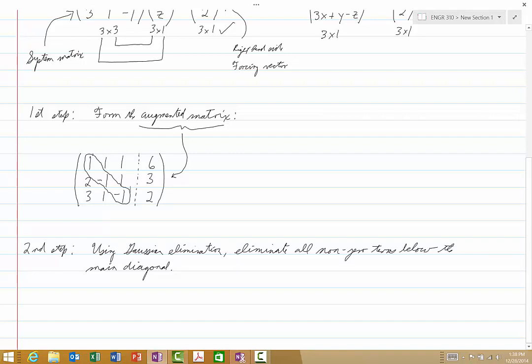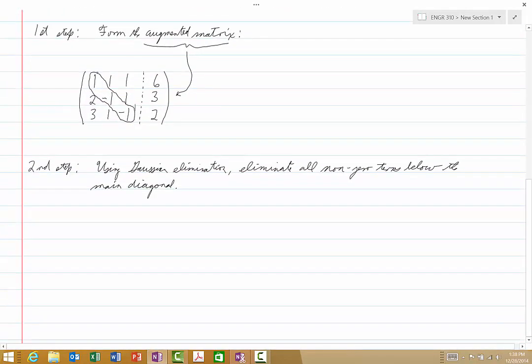It is this 1, -1, -1. That's our main diagonal. And we see that at the present time we have 3 non-zero terms below that main diagonal: 2, 3, and 1. All of these are non-zeros. So we have 3 non-zero terms below the main diagonal, and we would like to use Gaussian elimination to eliminate those numbers. And so what is Gaussian elimination?